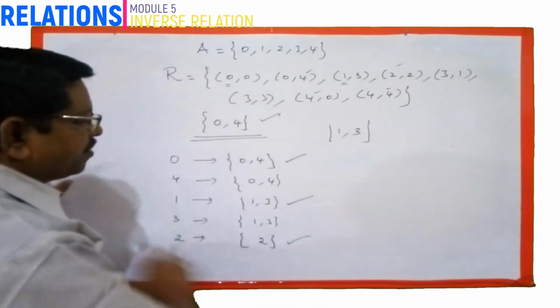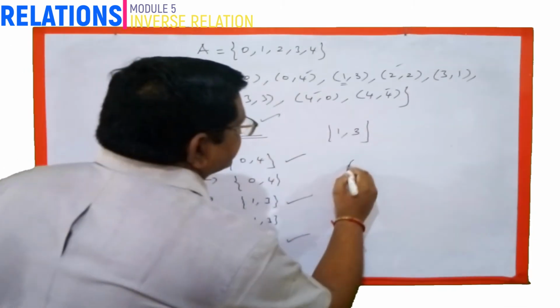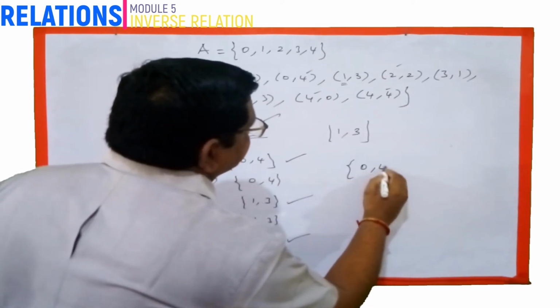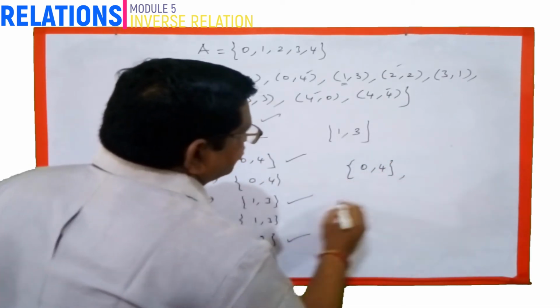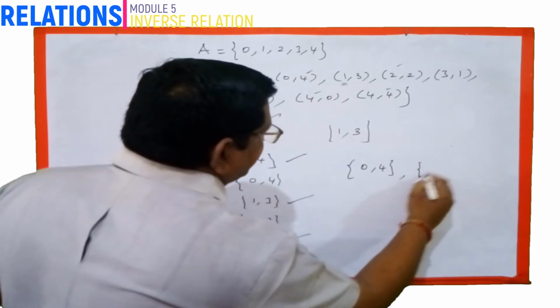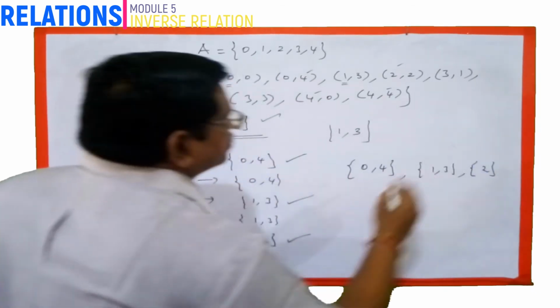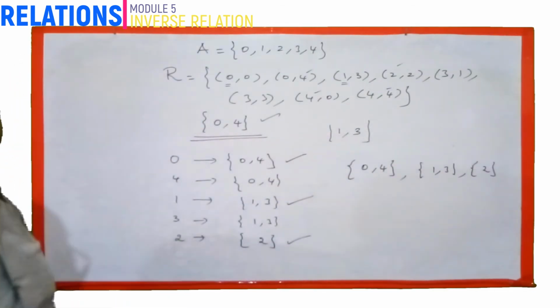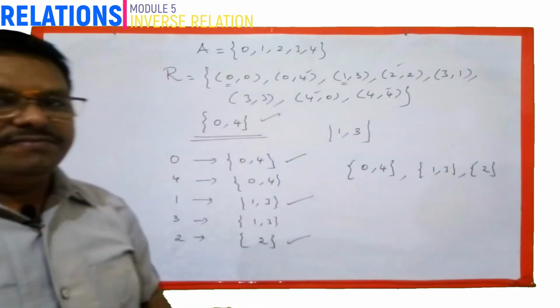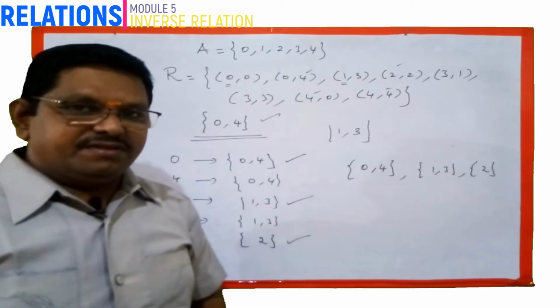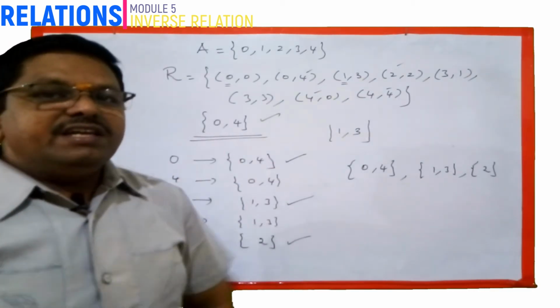So now from all we have got the equivalence classes total 3 only, that is 0, 4, that is one equivalence class, another one 1, 3 and another one is set of 2. These are the equivalence classes of the given relation R. I hope you understood. Now we will discuss about inverse relation.